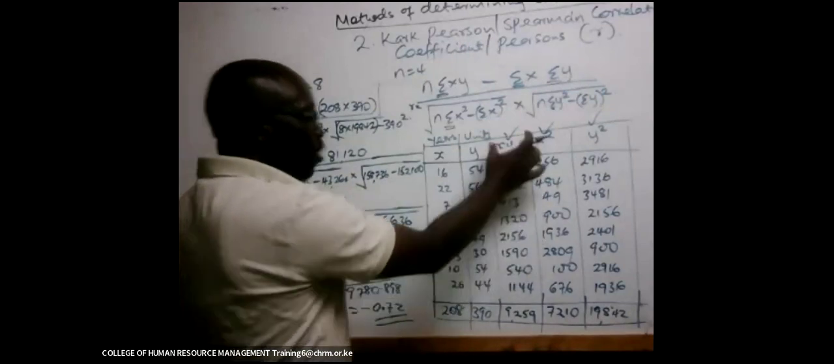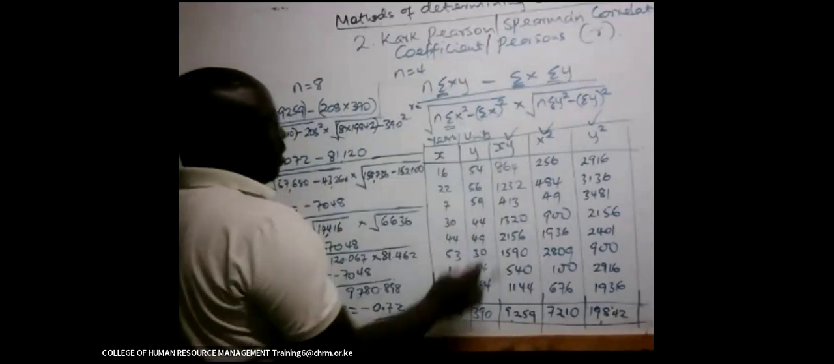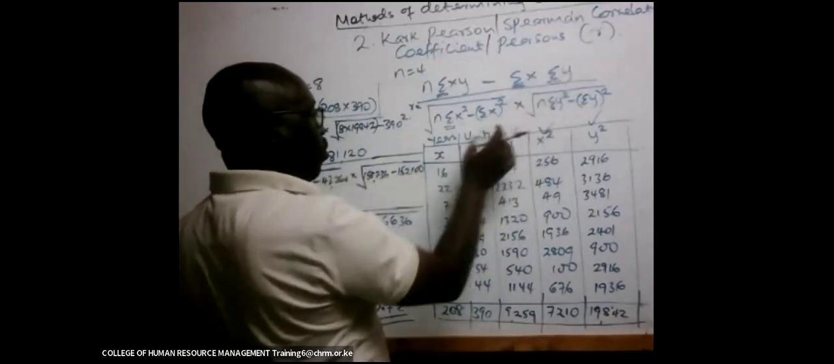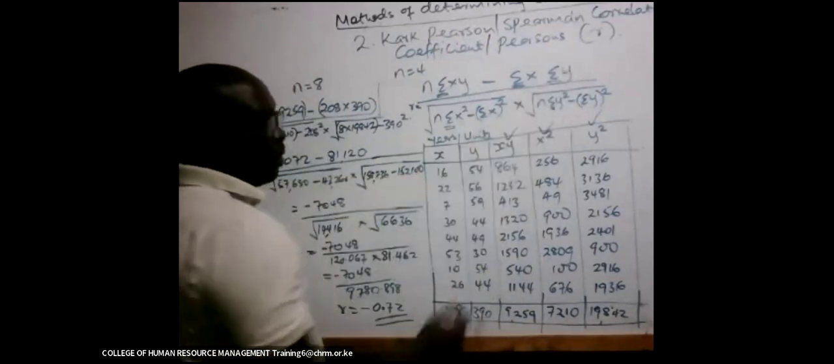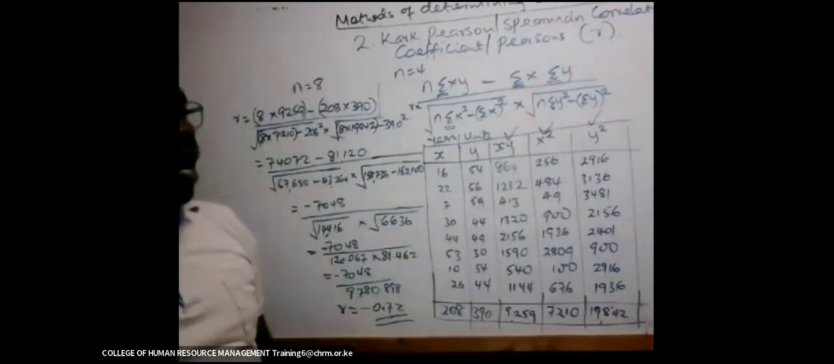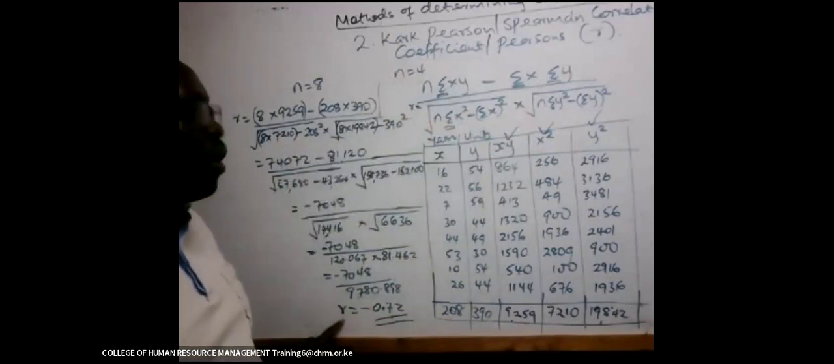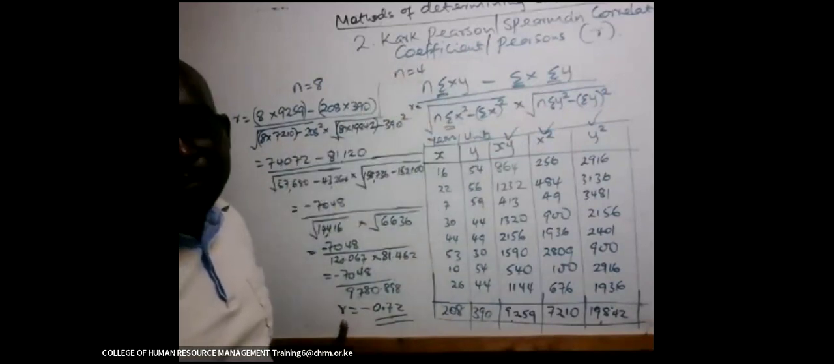So you must have the x, y's, then you total them. The total of x, you have the x values, you total them. The total of y, you go to the column of y, you total them. These totals are the ones that we call the summations, and they are the ones that are substituted in this formula to get the correlation coefficient.